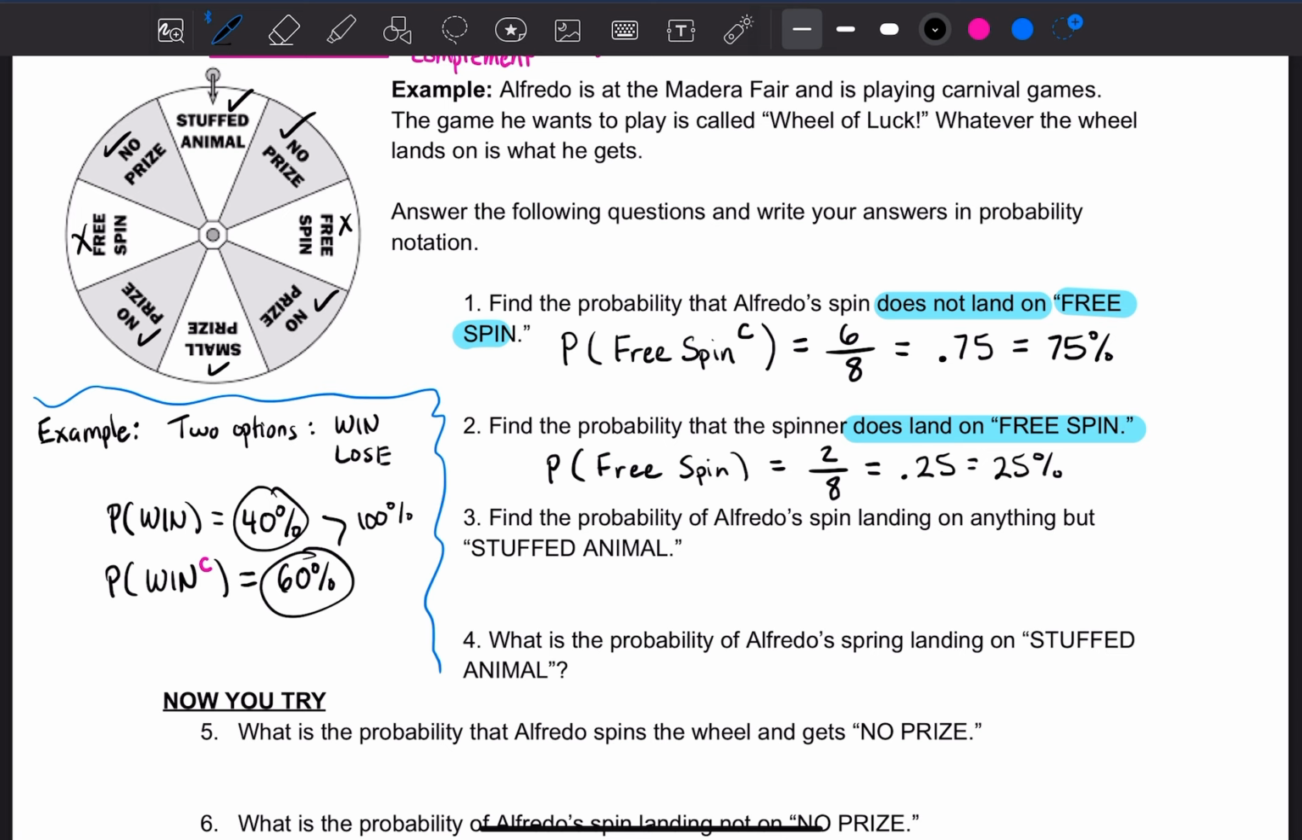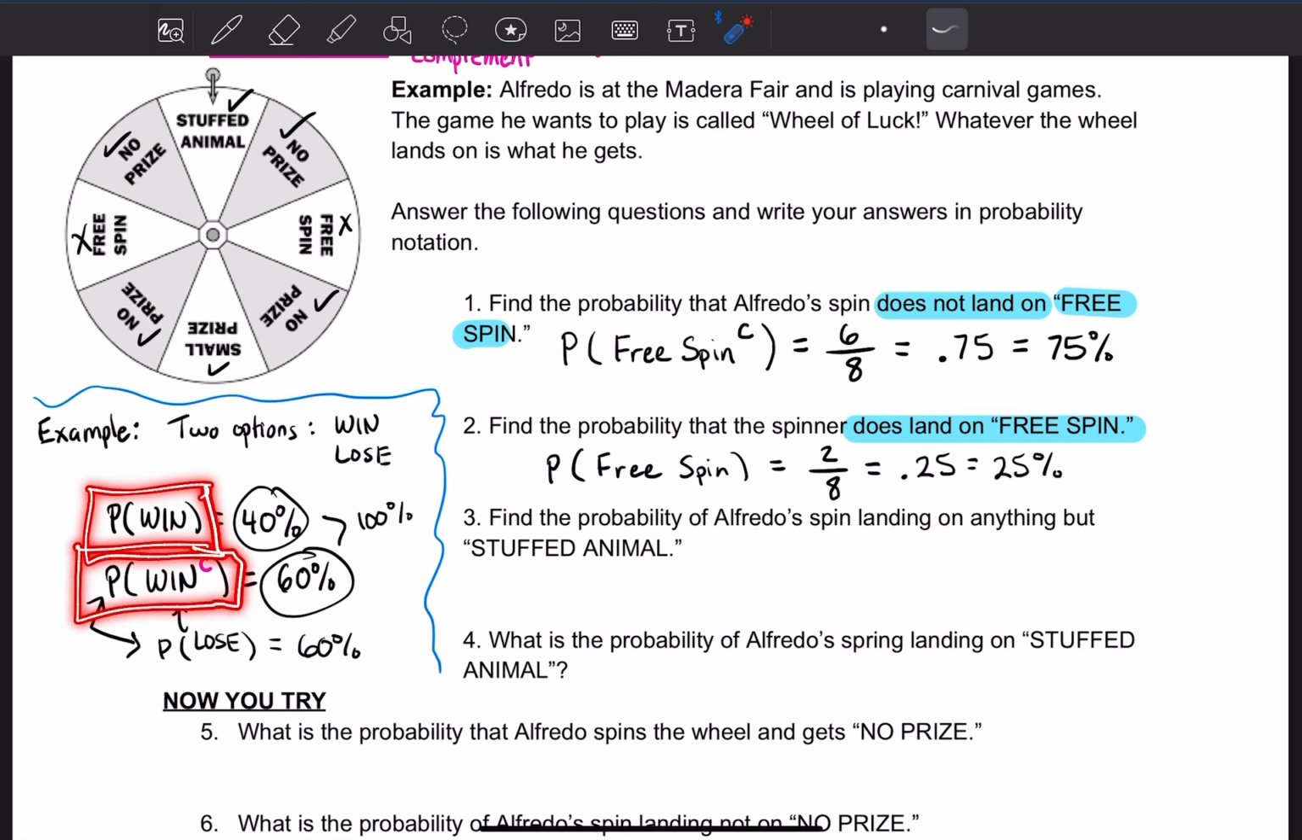Okay? So again, the probability of, by the way, not winning in this case would be the same thing as losing, right? So we could write this as a probability of losing is 60%. Okay, so these 2 here are the same thing in this example. But the main idea I want you to understand is that if we have the probability of something and we want to find the complement of that, well, we can just look at the answers and realize that they need to add up to 100%.